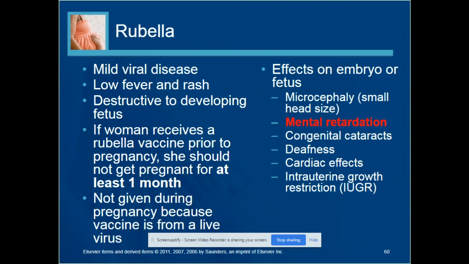If the woman receives a rubella vaccine prior to pregnancy, she shouldn't get pregnant for at least 1 month. I'm pretty sure that that's a test question. It is not given during pregnancy because the vaccine is a live virus and could affect the fetus. The effects on the fetus or the embryo include microcephaly, which is small head size, mental retardation, congenital cataracts, deafness, cardiac effects, and intrauterine growth restriction.